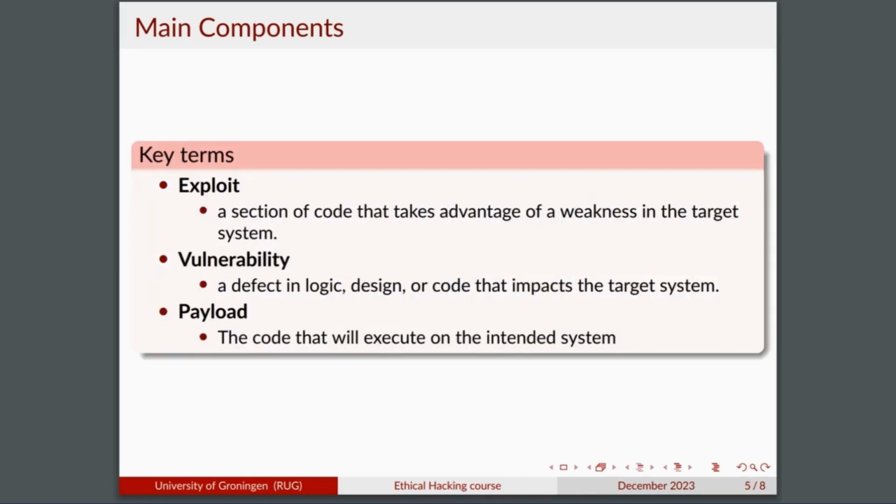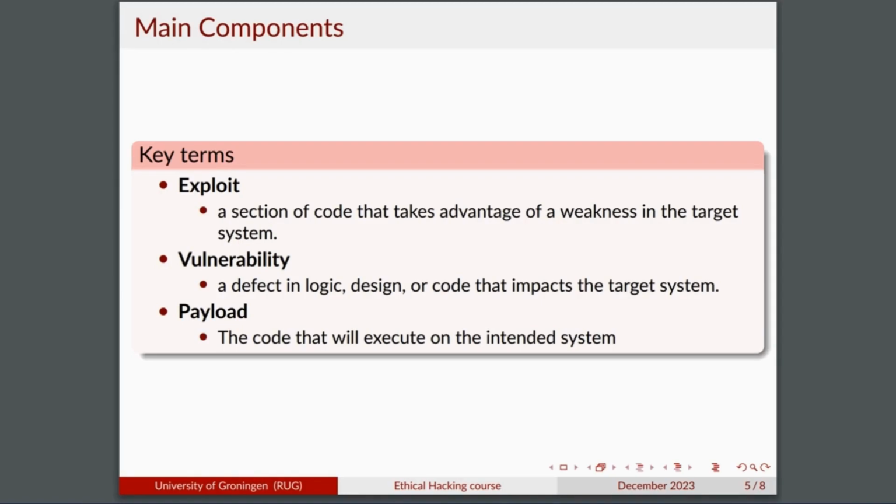So first, before we go more into depth about the different modules, let's first define a few key terms that will reoccur during this tutorial, namely vulnerability, exploit, and payload. So the term exploit refers to a section of code that takes advantage of a weakness in the target system. Vulnerability refers to a defect in logic, in design, or in code that impacts the target system. So for example, when a vulnerability is exploited, private data may be revealed or the attacker may be able to run code on the target system. Vulnerability will be exploited by an exploit.